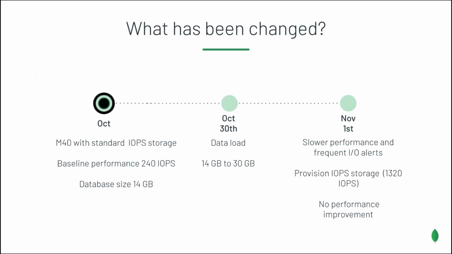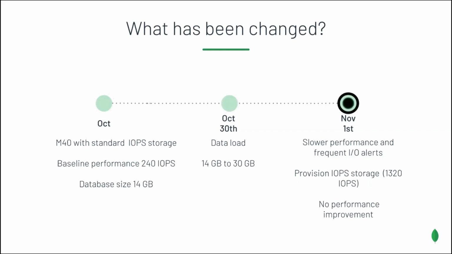Now, let's have a look at the timeline. In October, the customer was running their database on an Atlas M40 instance type with standard I/O storage, which has a baseline performance of 240 I/O per second. The customer's database size was around 14 gig. Now, on October 30th, the customer did a data load operation, which pushed the database size from 14 gig to 30 gig, more than double the size.